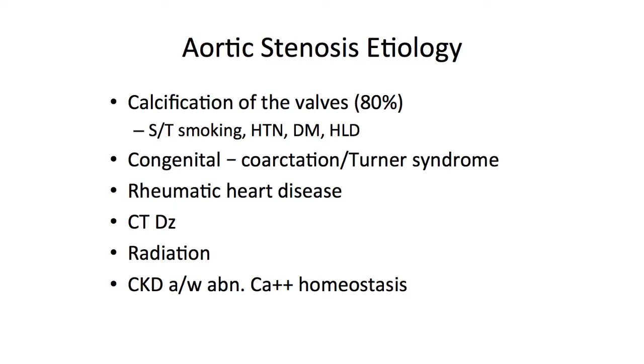Most commonly, in approximately 80% of patients, it comes from calcification of the valves. This can be secondary to smoking, hypertension, diabetes, or hyperlipidemia. It can also be congenital, with coarctation of the aorta or Turner's syndrome. You can also see it with rheumatic heart disease, connective tissue disease, radiation, or chronic kidney disease associated with abnormal calcium homeostasis.